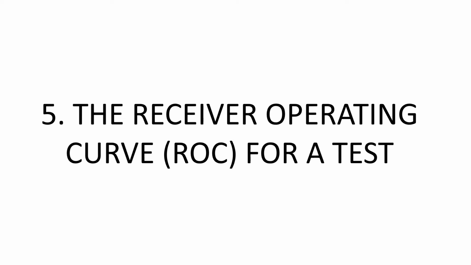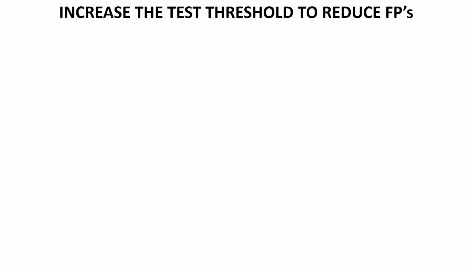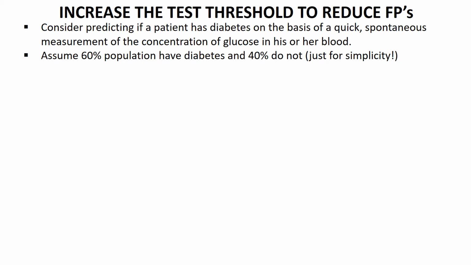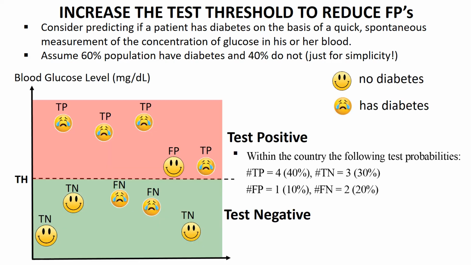Okay, now we're in section 5, and we're going to introduce what's called the receiver operating curve, the ROC. If you've been working in communication networks or sensor networks, you may be familiar with this from an engineering point of view. So imagine I go back to the original example where I was trying to diagnose or predict diabetes from a test by looking at the glucose level. That was the situation that we had before.